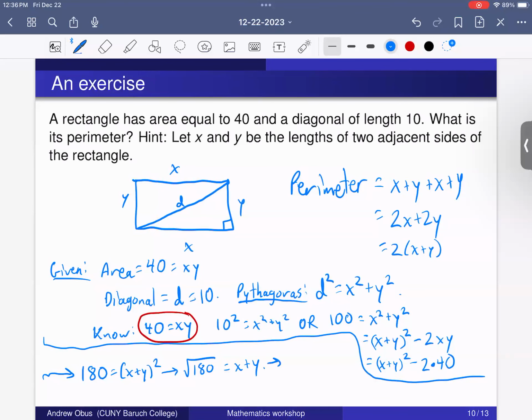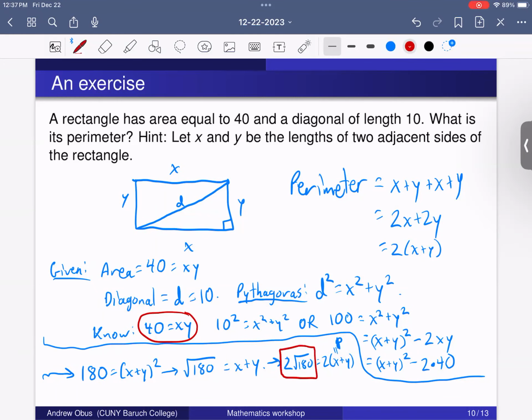And that means our 2 times x plus y, which is the perimeter, is 2 times the square root of 180. This is this p that we want. Okay, great. So this is our answer. Our answer is 2 times the square root of 180. That's going to be the perimeter.